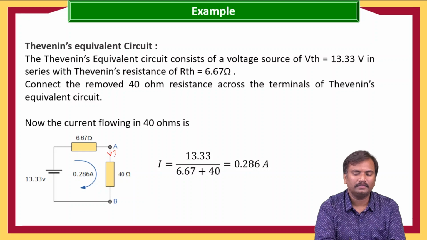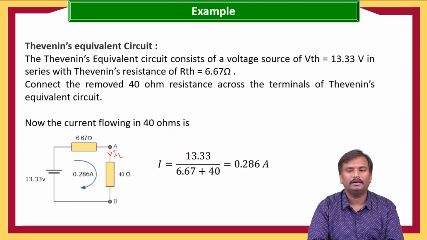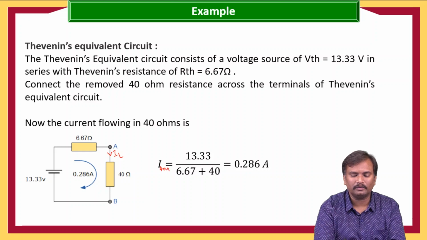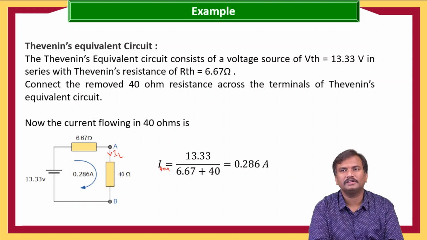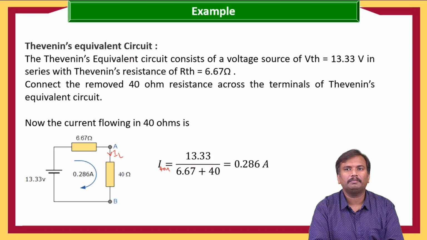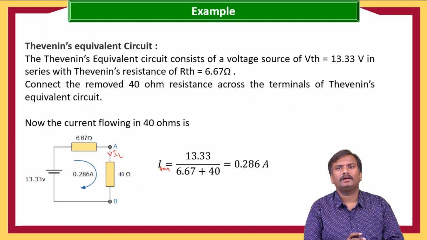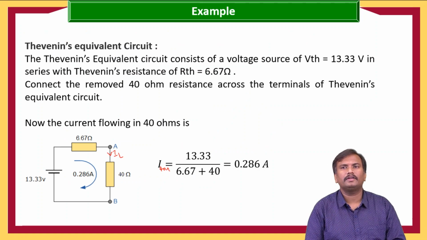Now we need to calculate the load current, or current flowing through 40 ohms. Current flowing through 40 ohms is equal to VTH by RTH plus RL. Here VTH is 13.33 divided by 6.67 plus 40, which is equal to 0.286 amperes. So this is the way we have to calculate the current flowing through the 40 ohm resistance in the given circuit.